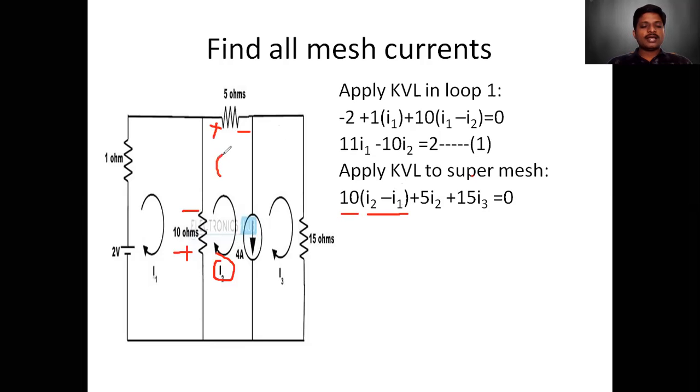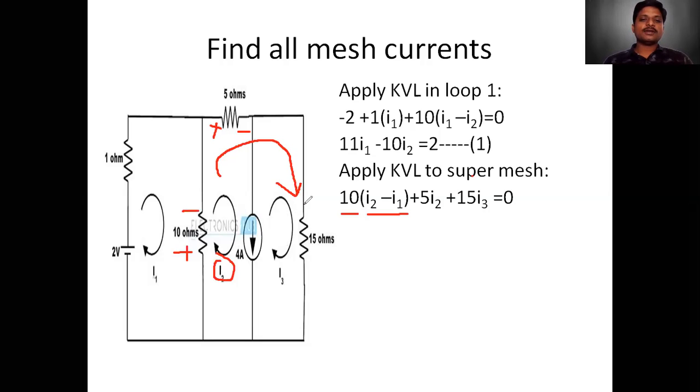And you have already merged these two meshes now. Therefore, you have to go in this path. You cannot go to the current source. Just think that there is no current source there. We will assume that there is no current source so that we can merge these two meshes. So once we have merged these two meshes, we call it a super mesh.